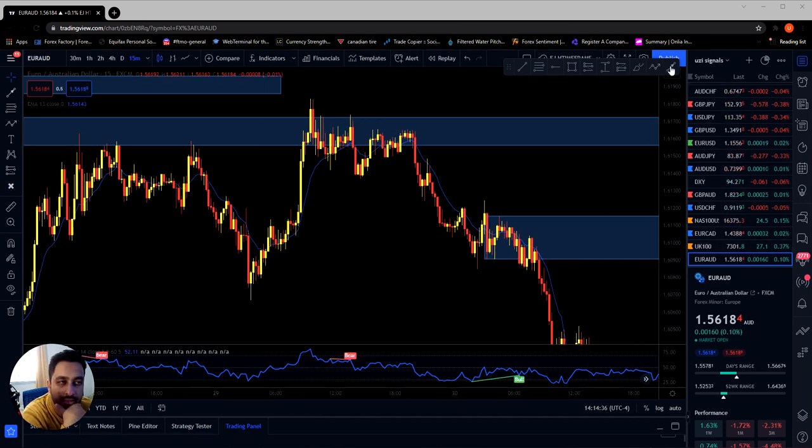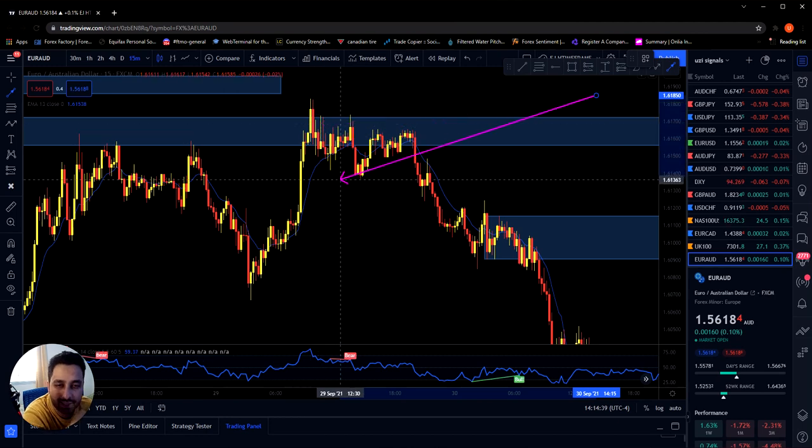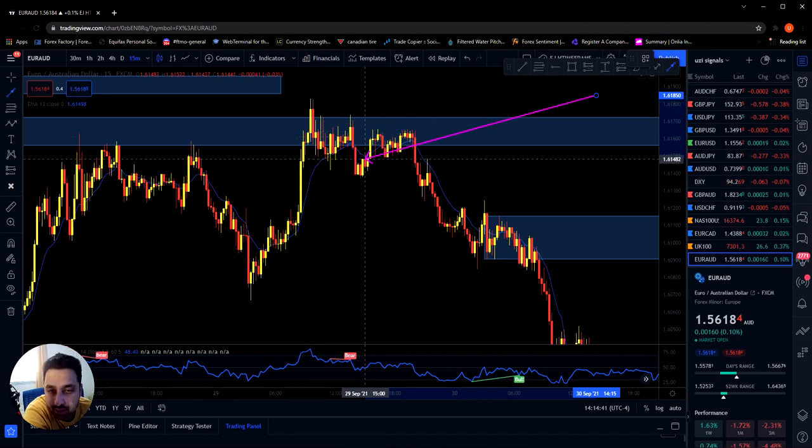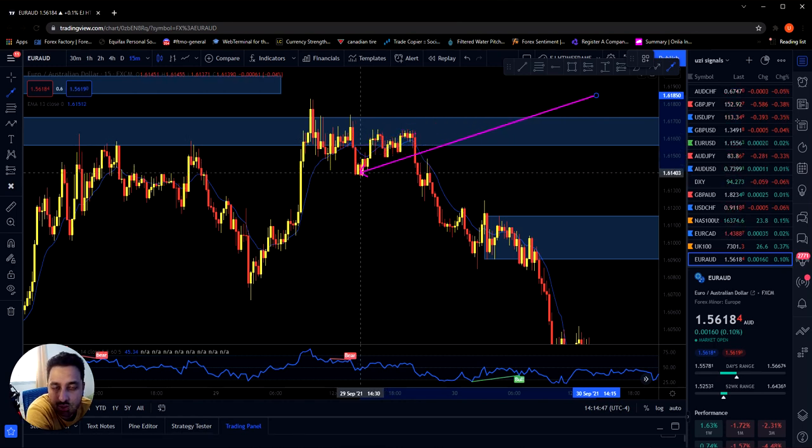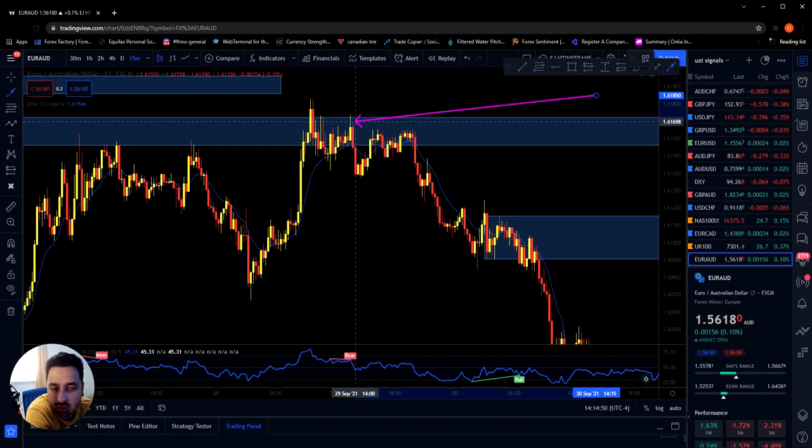Again, in this area, we're closing back into the zone, and we see this break of structure here on the 15-minute. Right here, we see this break of structure. This is an indication that price wants to move down, okay? Price wants to move down.